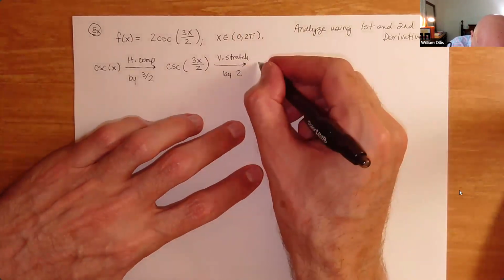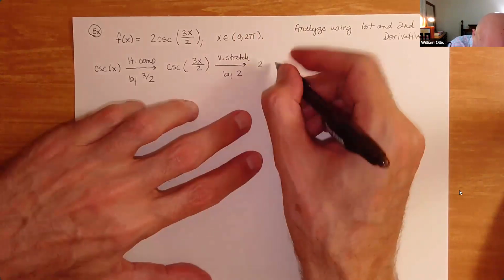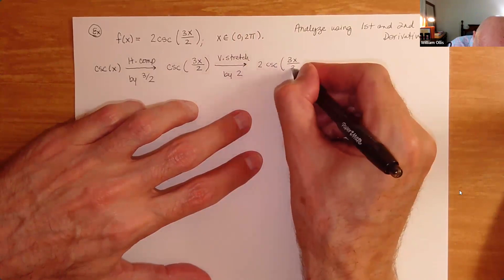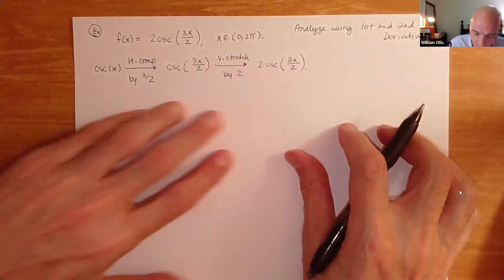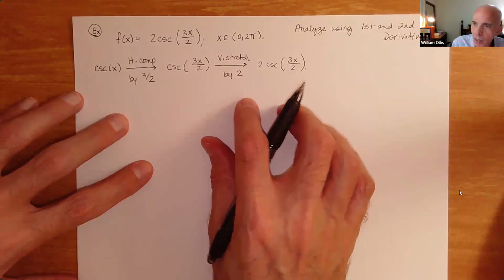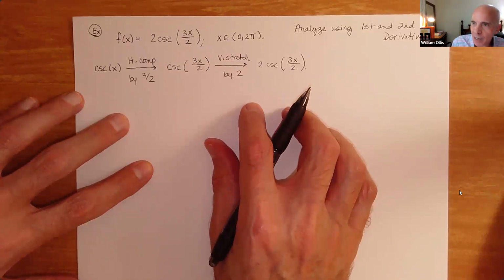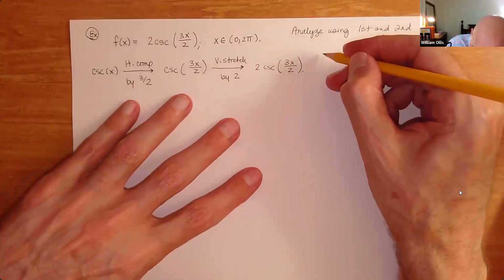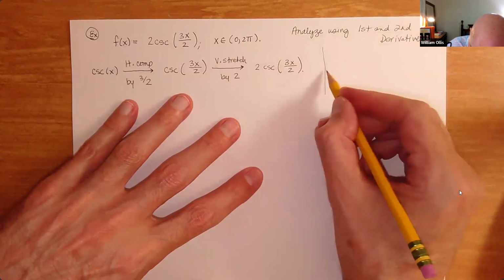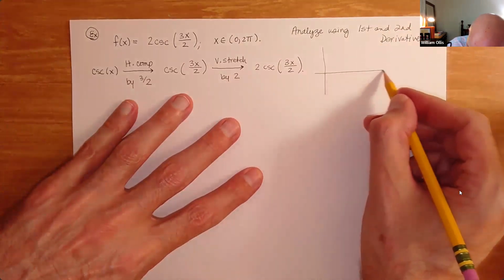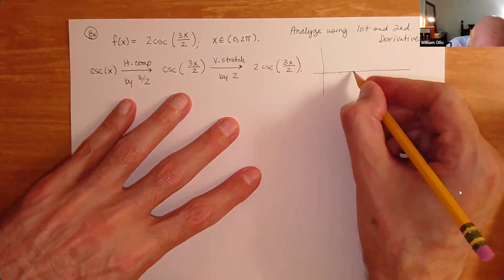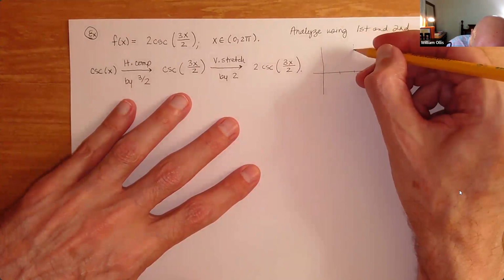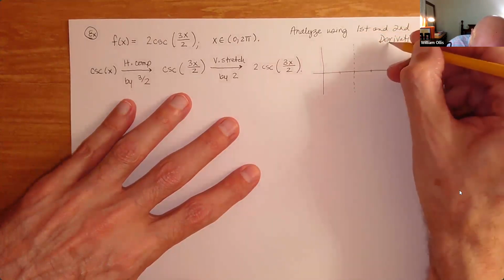So we get what? 2 cosecant 3x over 2. Okay, so what we want to do is think, well, what happens to the objects of the standard cosecant function? Now, I just want to draw over here the parent function, just a period, and that's what we're going to work with. So when you deal with the parent function, you have a period of 2 pi.